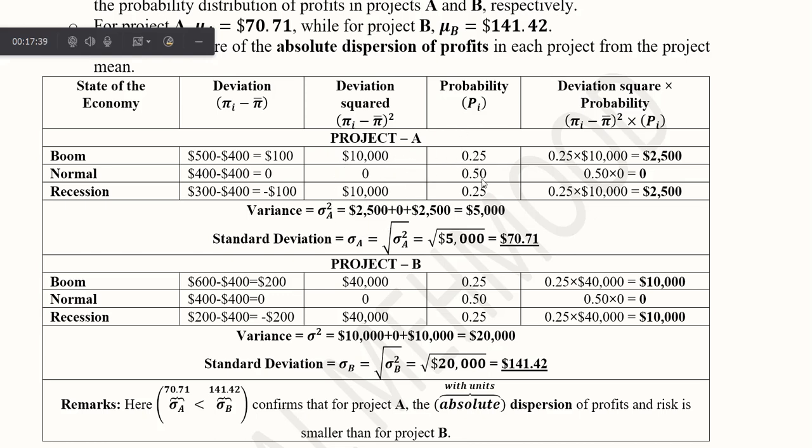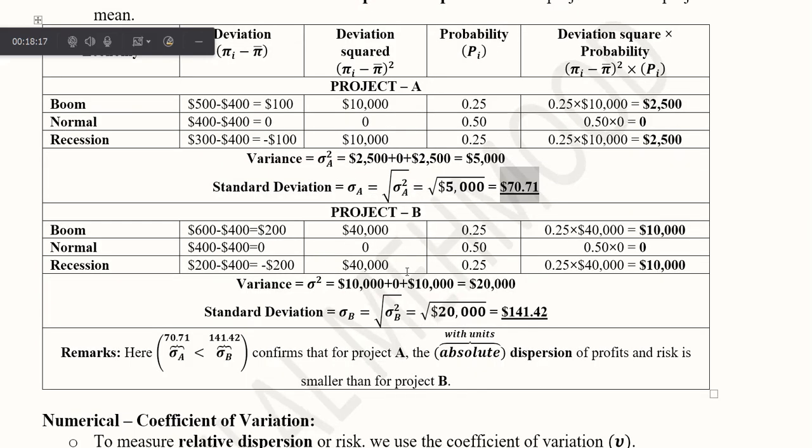And then the probabilities are mentioned again, and then we get the products of the deviation squared and the probabilities. These values will give the variance, that is, the squares of the deviations weighted by their probabilities. This is equal to 5,000. For the standard deviation, we can calculate the square root of it, and here we have the answer, which is $70.71. For project B, you can pause the video and see the same kind of calculations.